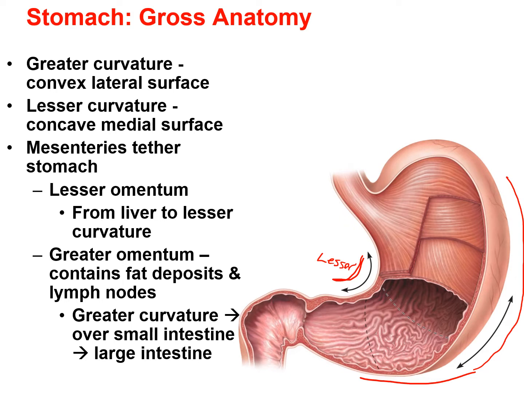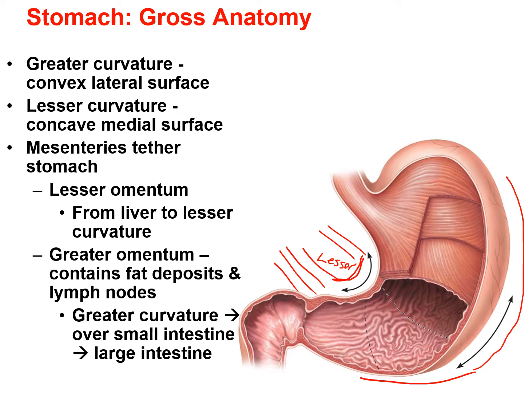Your stomach isn't going to be free floating in your abdomen. It is tethered to your liver, actually, by a mesentery called the lesser omentum. You can't see the lesser omentum on this figure, but the lesser omentum would be running from the lesser curvature of your stomach over to the underside of the liver.